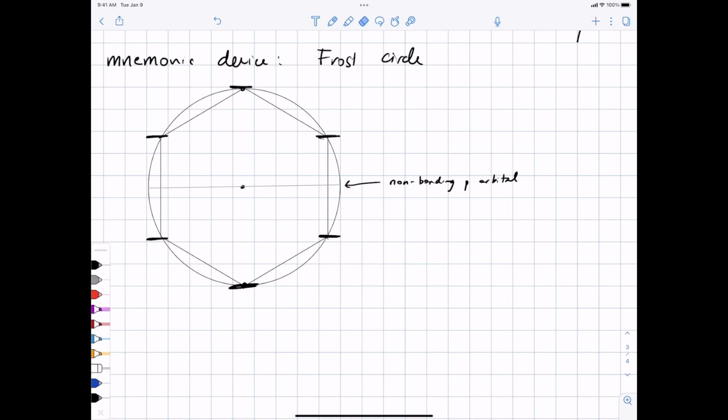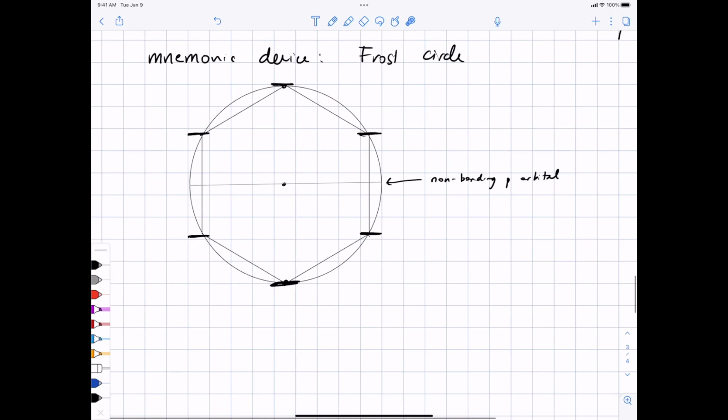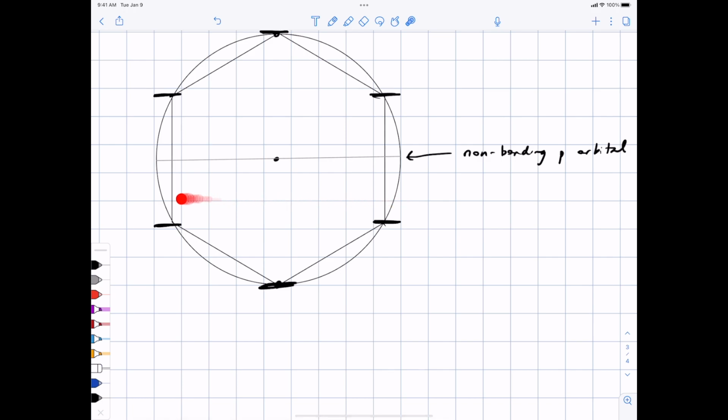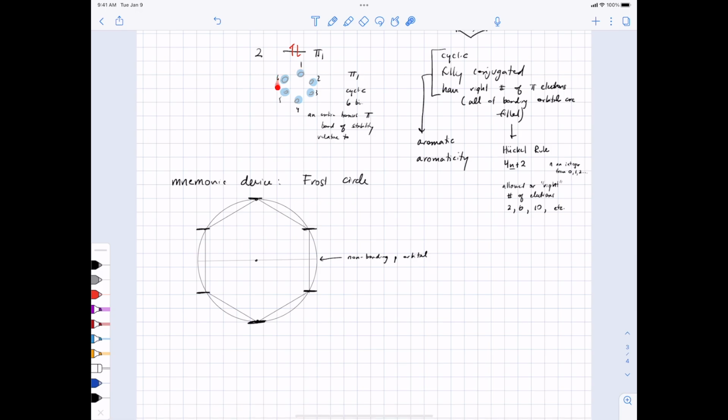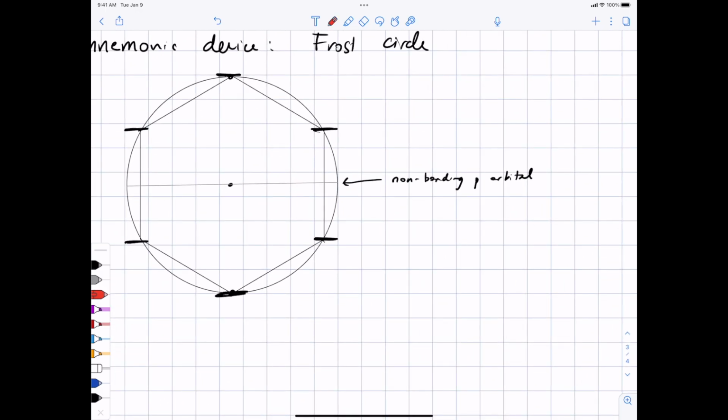So you can see that the two degenerate pairs are this much lower than the non-bonding line, and then you get bonus stabilization for the one that has no anti-bonding interactions whatsoever. And then you can fill them up with the available pi electrons. We're going to use this device to look at some other systems to determine whether or not they're aromatic.